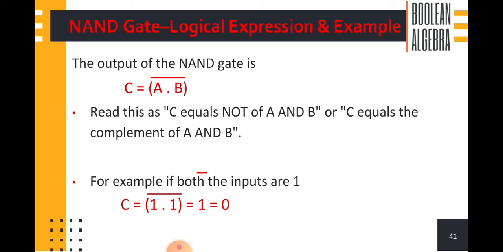For example, if both the inputs A and B are 1, then C equals 1 dot 1, the whole complement. So 1 into 1 in the AND operator, both the inputs are true. What is the output? The output is also true. So 1 dot 1 the complement is equal to 1 complement. What do we get from 1 complement? We get the output as 0. So when both the inputs are true, the output is false.